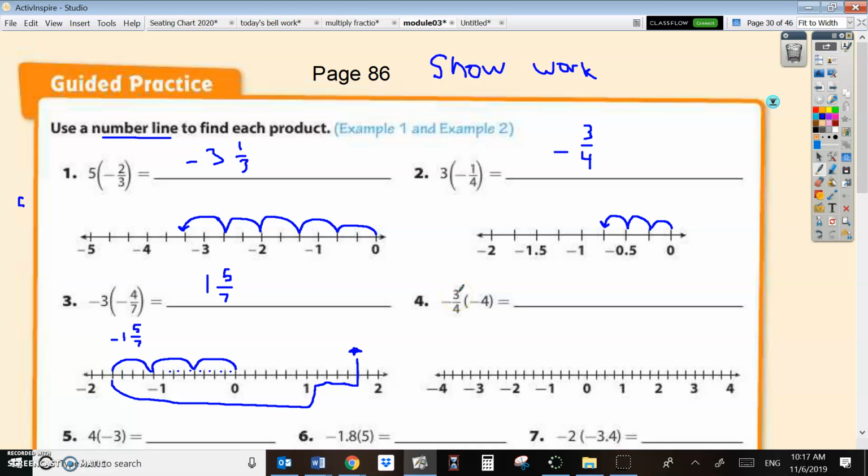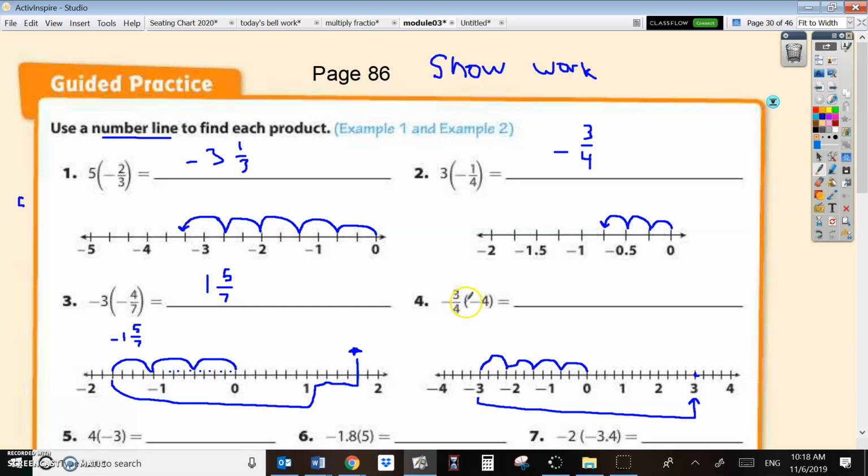Okay, so go negative 3/4, but do it negative 4 times. There's 3. There's 3. There's 3. And there's 3. But remember, now the negatives cancel, so it's saying go up here to positive 3. And that's your answer. Okay, that's the number line.